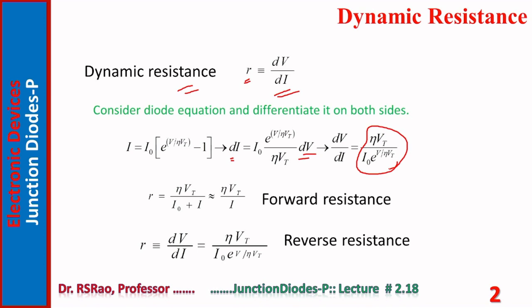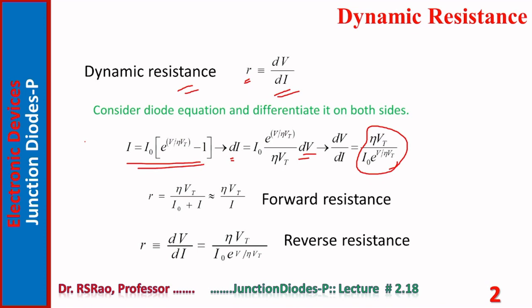But in case of forward bias, this can be simplified a little further. I naught e power V by eta Vt, this is from the Shockley diode equation. This quantity can be seen as I plus I naught. This I naught can be brought to the left side.